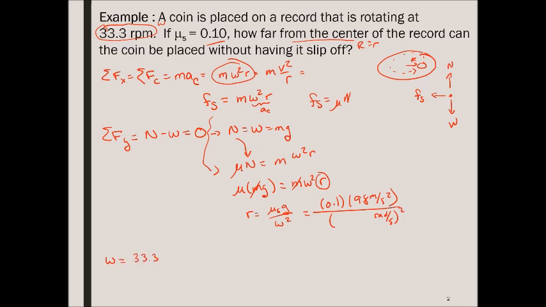So we take 33.3 revolutions per minute. And again, we need to divide by revolutions, multiplied by radians. There's 2 pi radians per 1 revolution. We need to cancel out minutes, so we put minutes up here and seconds down here. There's 60 seconds per minute, and that gives us 3.5 radians per second.